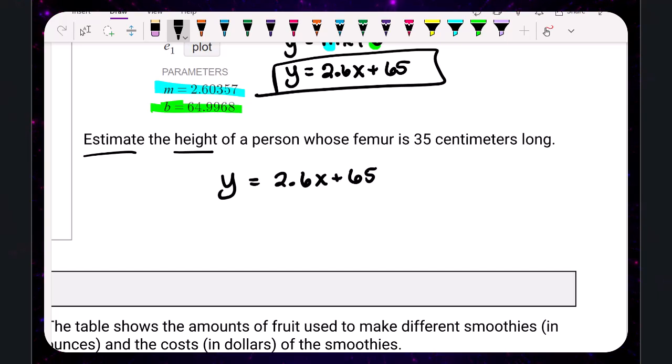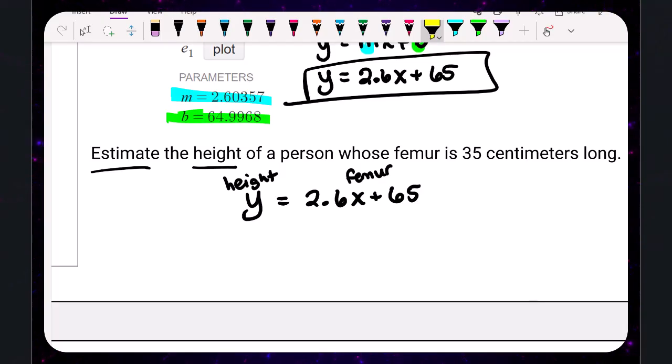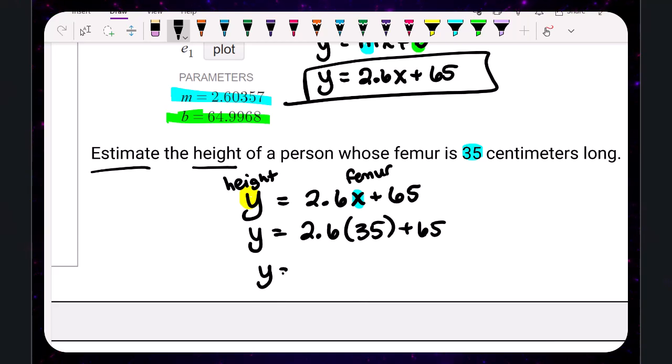So I'm going to go ahead and write height above the Y and femur above the X, and those are both in centimeters. So let's take a look at what they want me to do. They want us to estimate the height of a person whose femur is 35 centimeters long. So if we're looking for the height and we know that the femur is 35 centimeters, that means that X is going to wind up being 35.